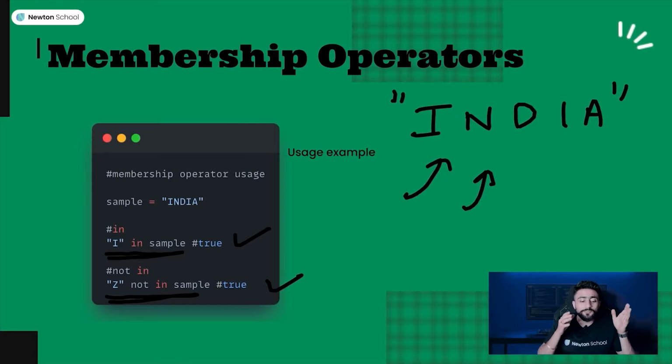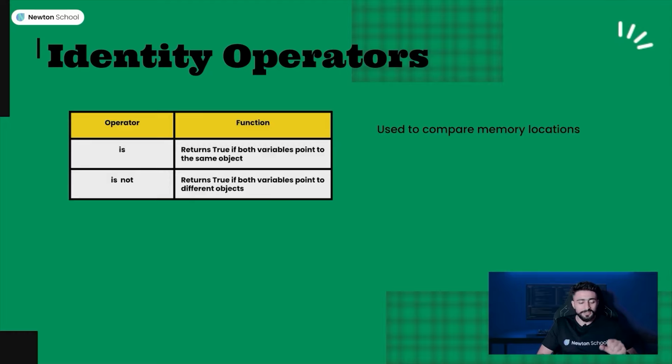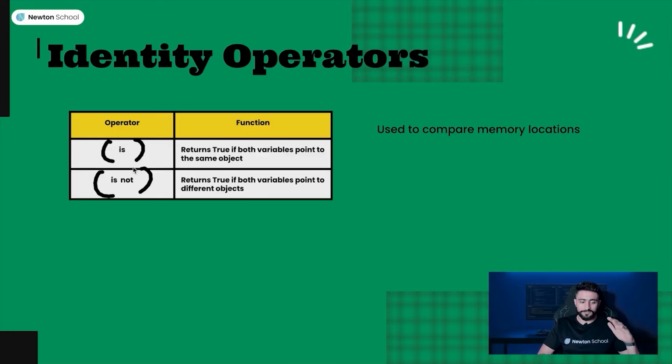You are seeing if that particular thing is a member of that data or not. Now identity operators. These operators check if the two objects are exactly the same or not. So for example, are these two people the same? There are two identity operators. One is 'is' and one is 'is not'. It is just similar to in and not in. If 'is' works in a way, 'is not' will work in totally the opposite way. These are used to compare the memory locations.